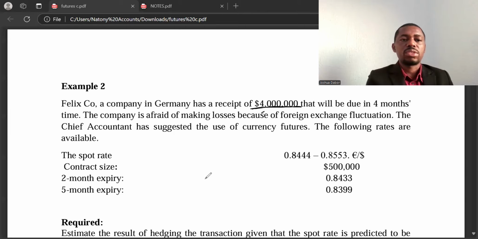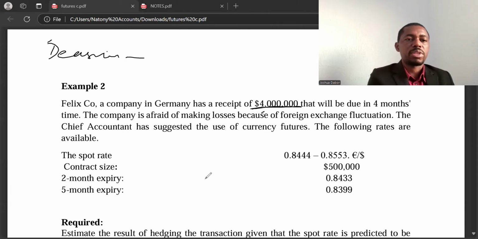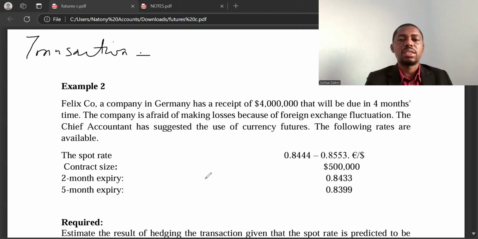So I want to use the transaction now. The first step is the decision. So I'm using the transaction. What is the transaction? The transaction here is a receivable. So a foreign receivable. And the receivable is in which currency? The receivable is in the USD.